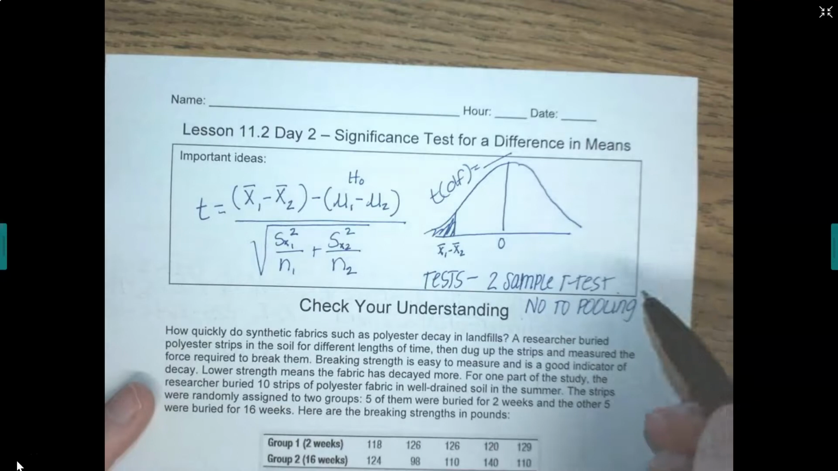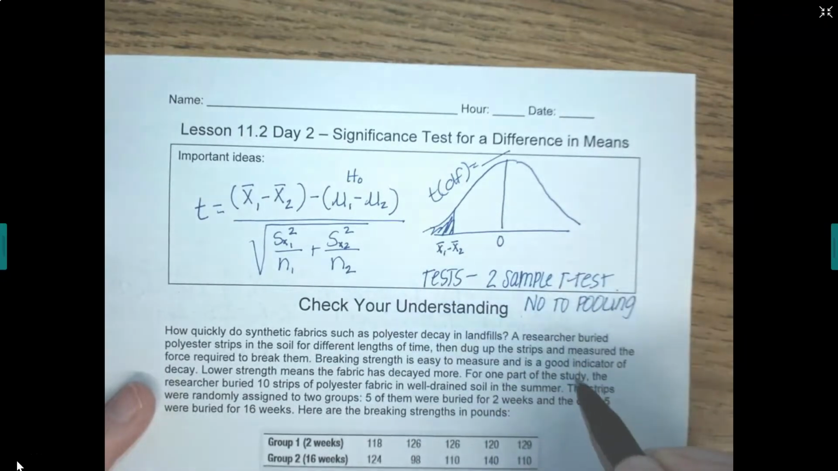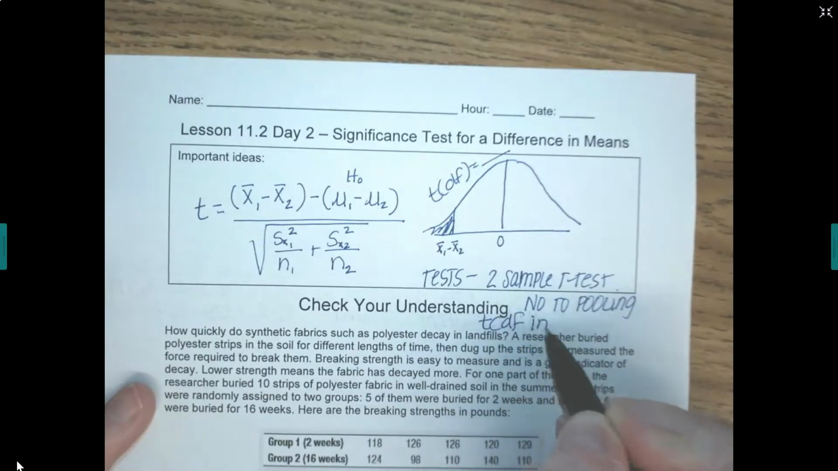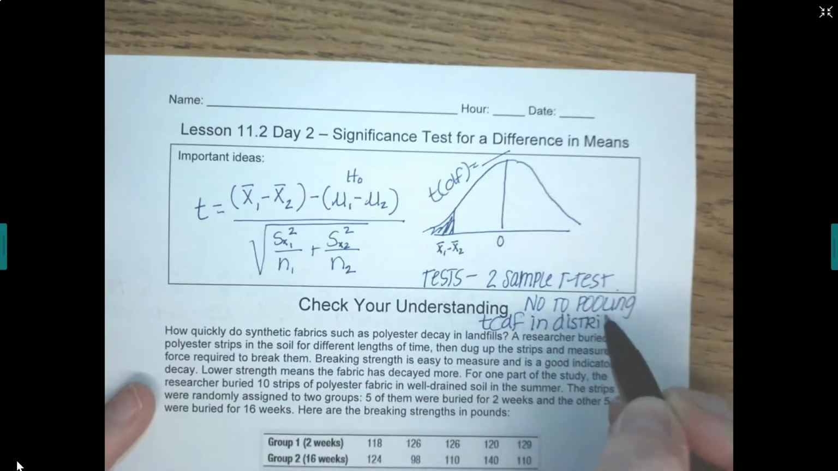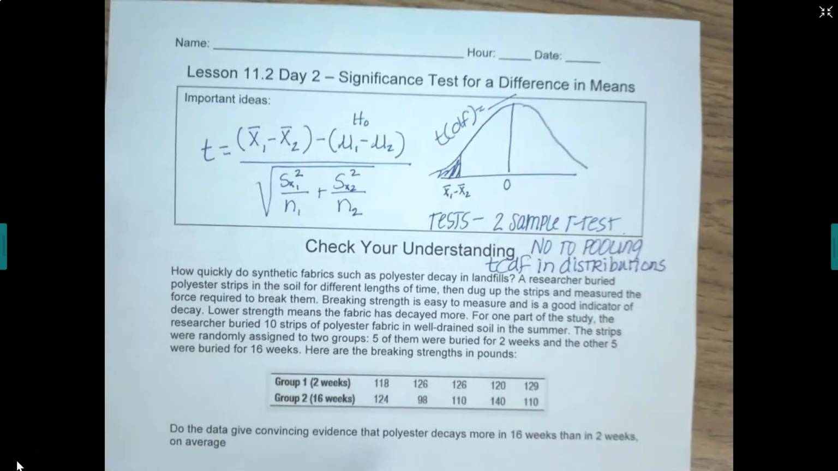The other one, I like the 2 sample t-test because it's very straightforward. The t-CDF in distributions is also one you can use. So they give slightly different answers, but either is fine. Or you can use just your Table B, whichever ones you're most comfortable with.